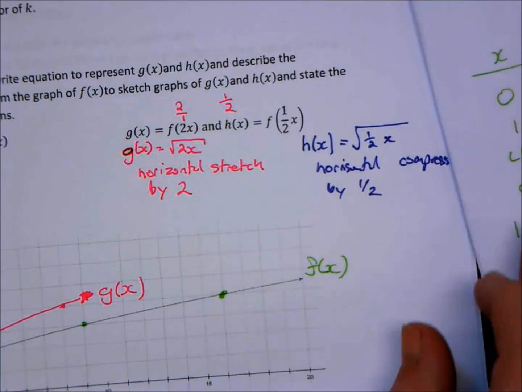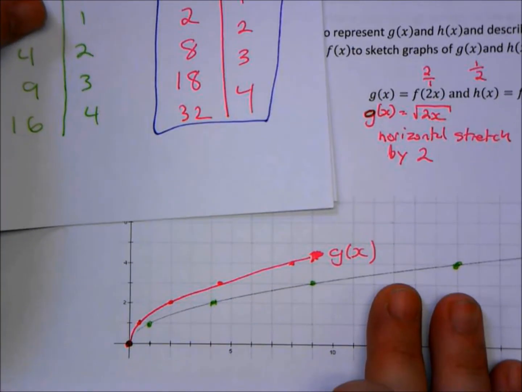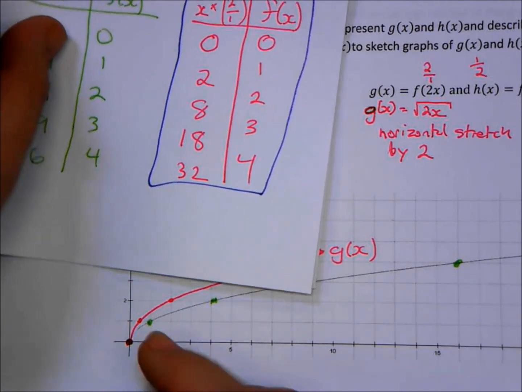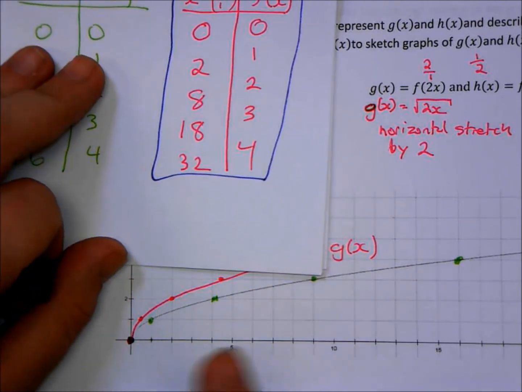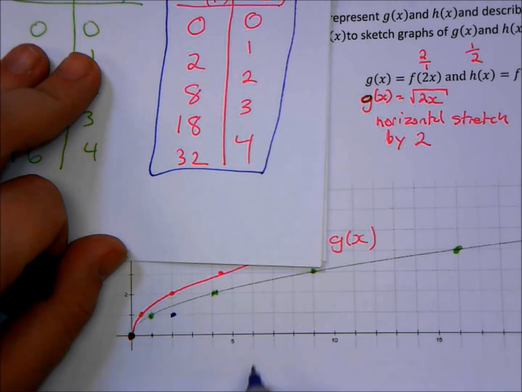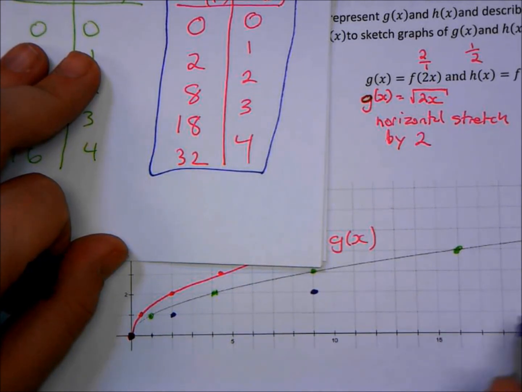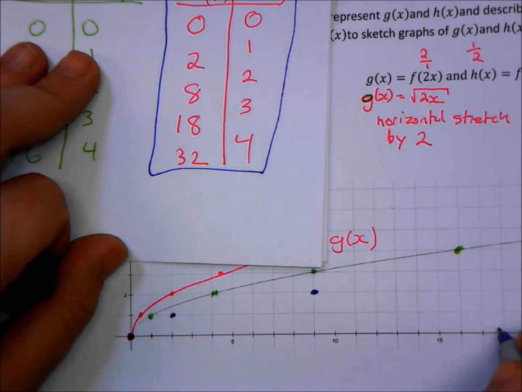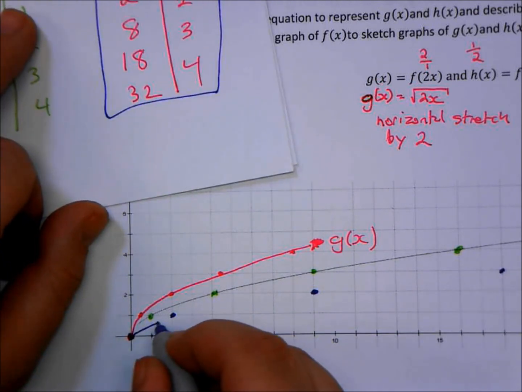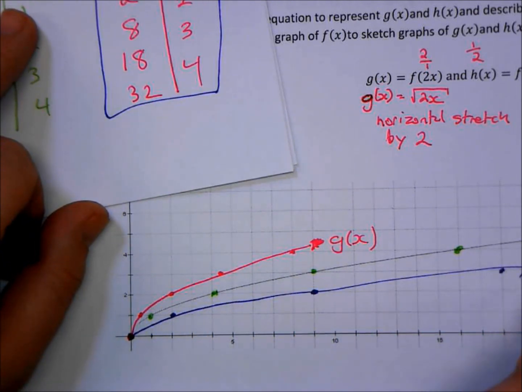Alright, so if our h of x is going to be these points, let's give it a try. 0, 0 is still 0, 0. We're going to go to 2, 1, 8, 2, and 18, 3. So this is what we call a horizontal compression.